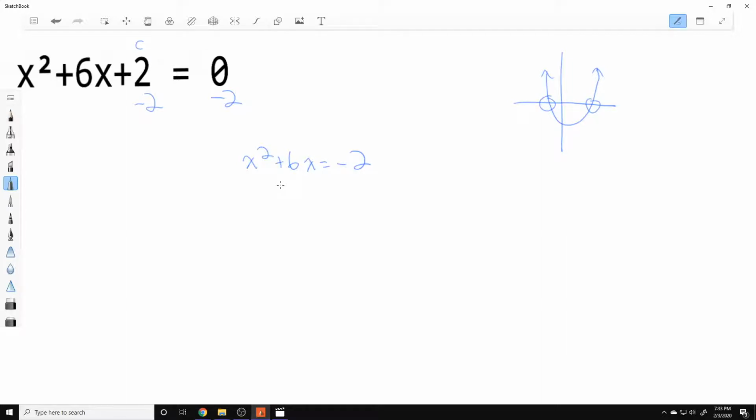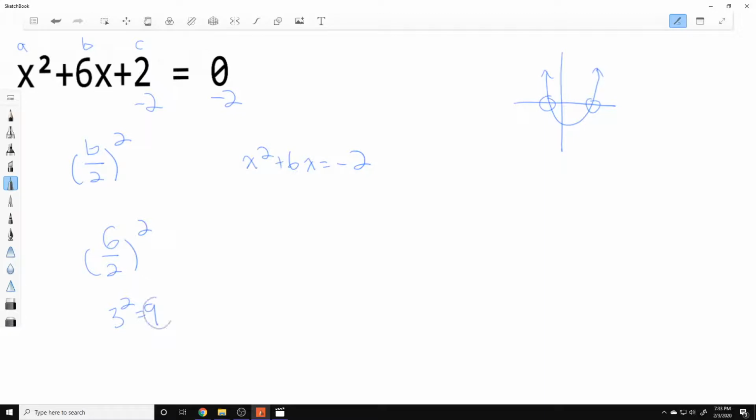Then we're going to use this formula here, which is (b divided by 2) squared. In our case, the b term is this 6. So we're going to take this 6 and plug it into this formula to get (6 divided by 2) squared. And 6 divided by 2 is 3, and then 3 squared equals 9.